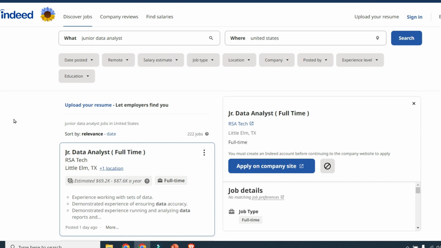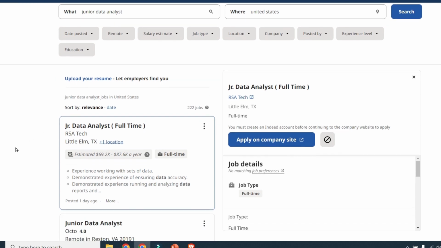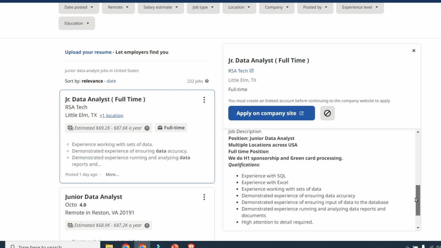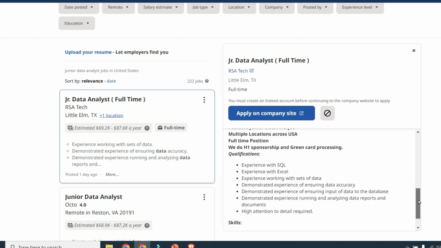The thing to search for at the beginning is a junior data analyst. You can also just put data analyst. You can apply for both of those types of jobs. So we can see the first one here. It's in Texas. Let's have a look at the outline. So this is really entry level. It's only asking for SQL and Excel.